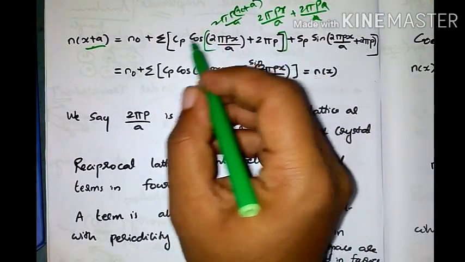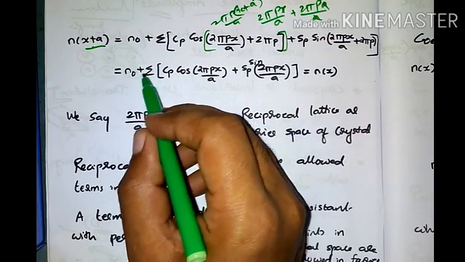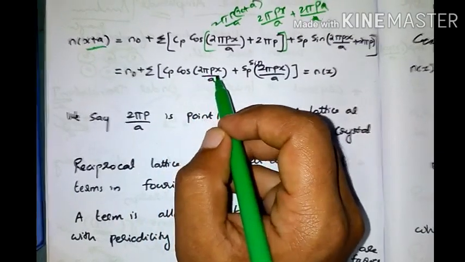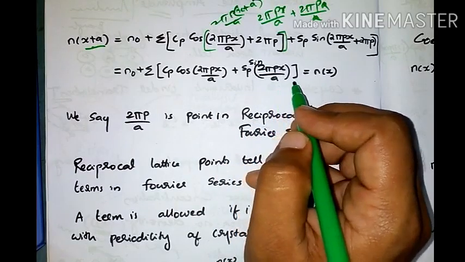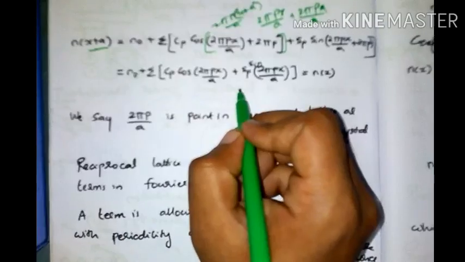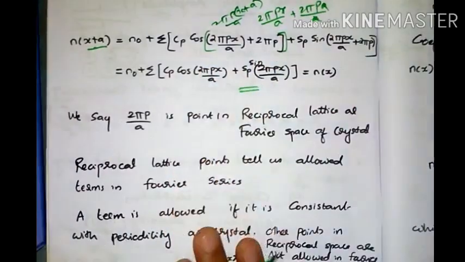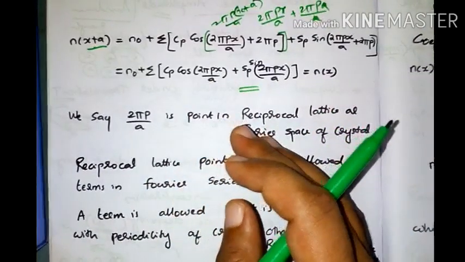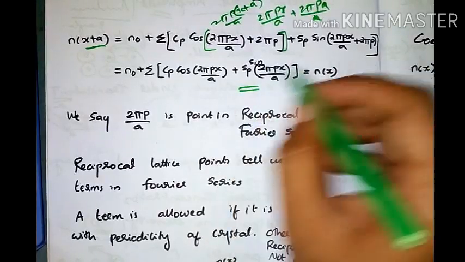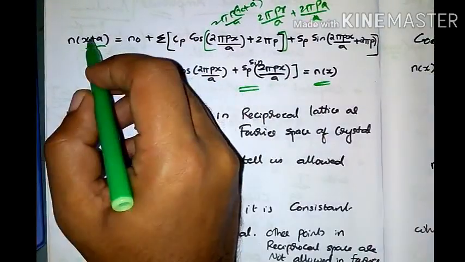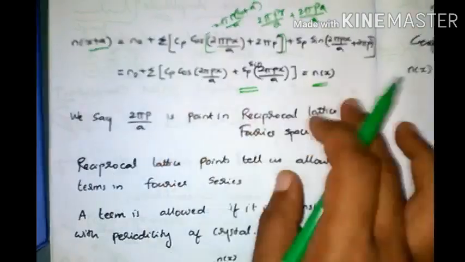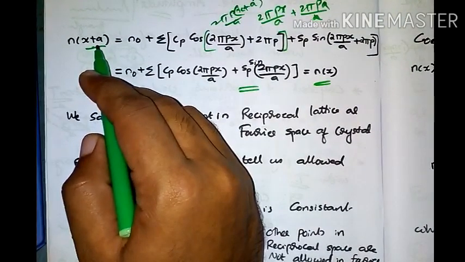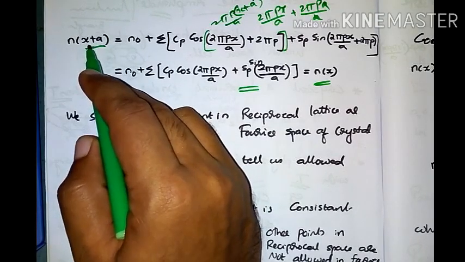So we can write these two terms as n0 plus summation Cp cos 2 pi px by a plus Sp sine 2 pi px by a equal to, and this is the n of x value that we have seen in the previous slide. So it's equal to n of x. So what we have found is n of x plus a is equal to n of x. So we have proved the periodic nature of the electron number density in that crystal lattice.